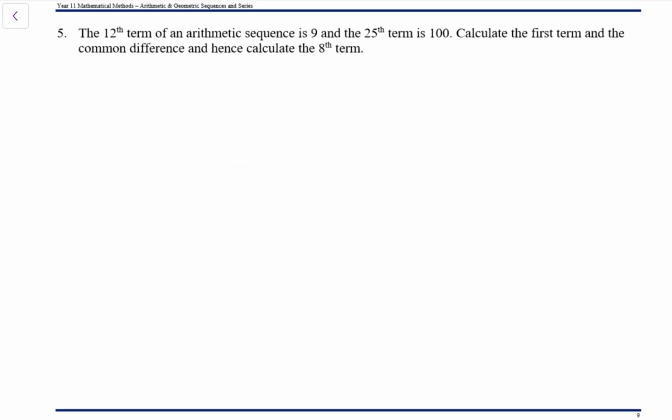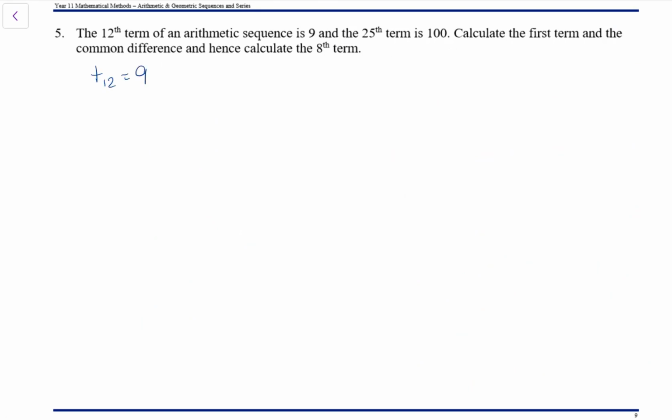Okay, the 12th term of an arithmetic sequence is 9. So T of 12 equals 9. And the 25th term is 100. Calculate the first term and the common difference and hence calculate the 8th term. Pause the video, give this a go yourself.